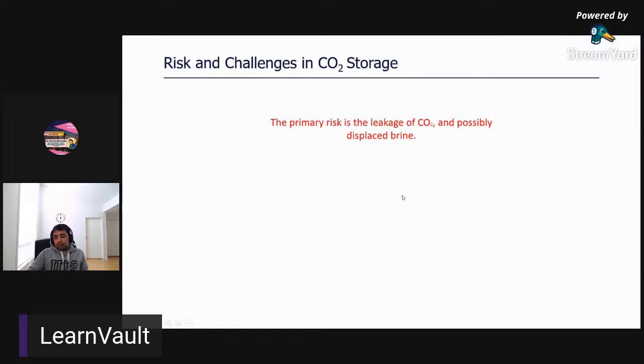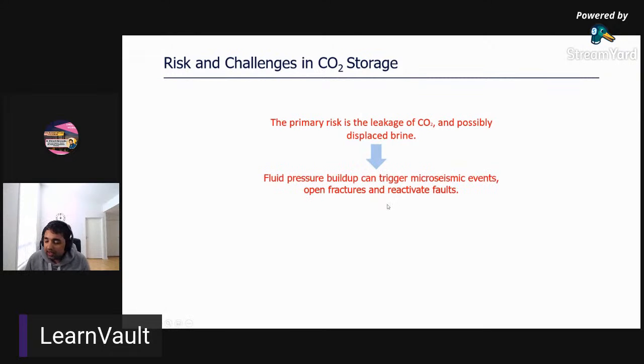So then what is the primary risk and challenge in CO2 storage? Now the primary risk, like I said, is the leakage of CO2 and also the leakage of the displaced brine, because the brine that you are displacing can reach a boundary and that can also be leaked to the surface or to a nearby aquifer.